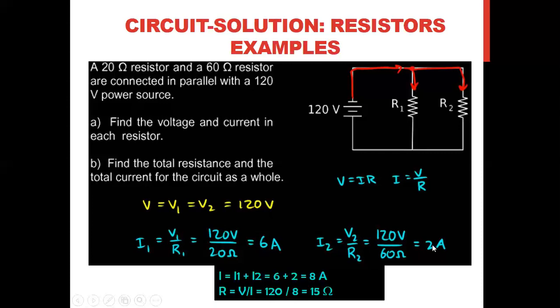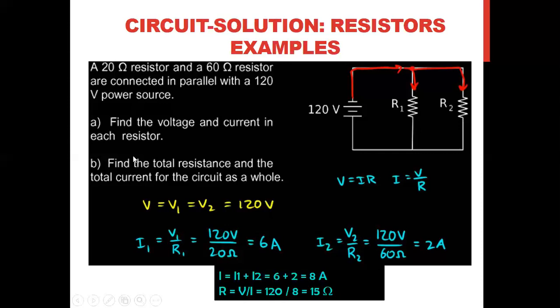Here, one thing we can clearly understand is that when the resistance value is more, current flow will be less. Okay, here is 60 ohm, so only 2 ampere. Here is 20 ohm, so 6 ampere. Okay, so that is one thing, that current flow depends on the value of the resistor.